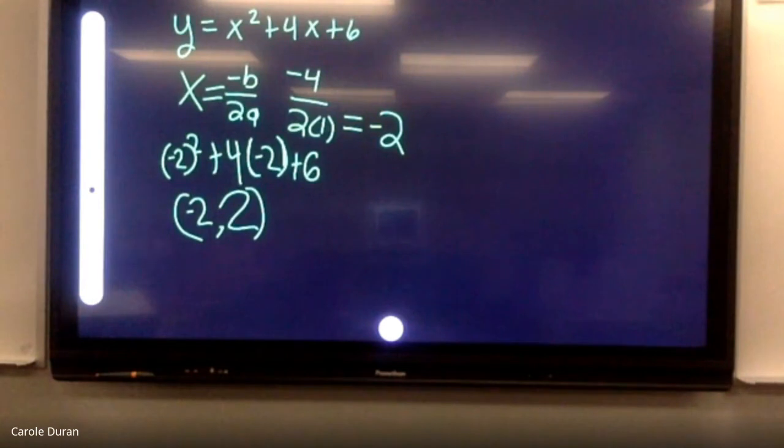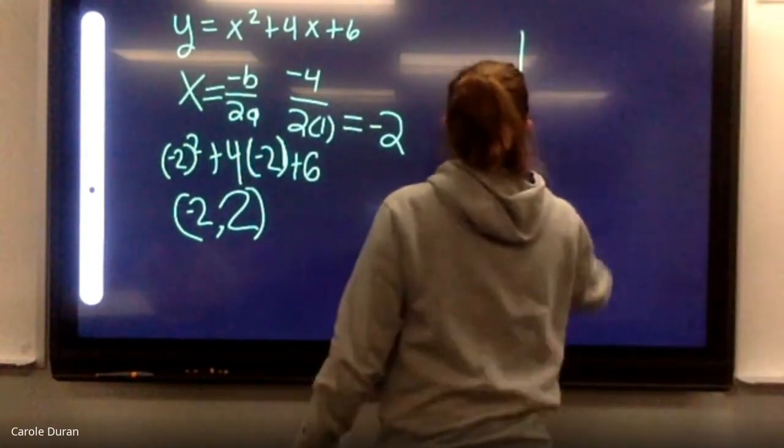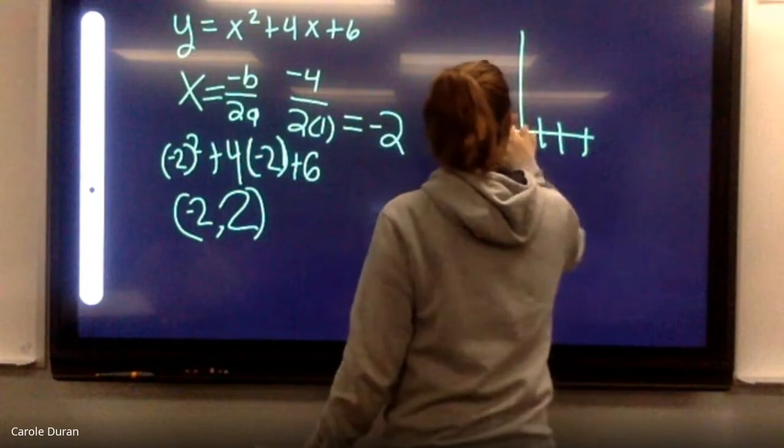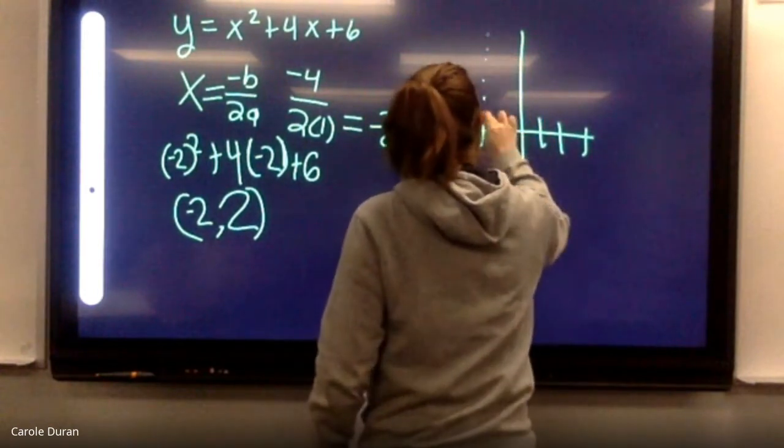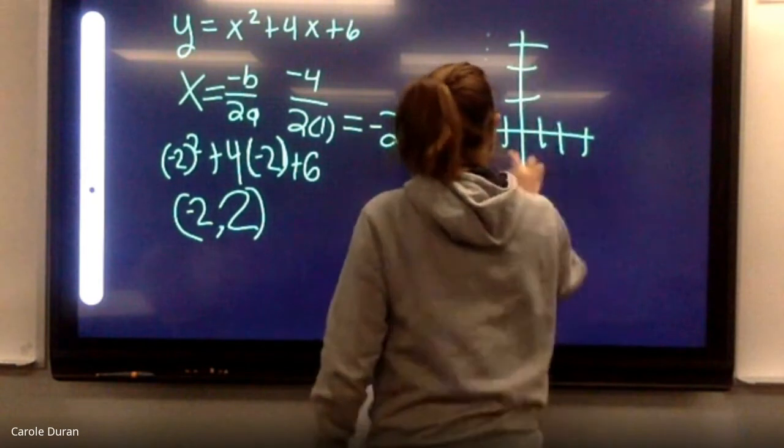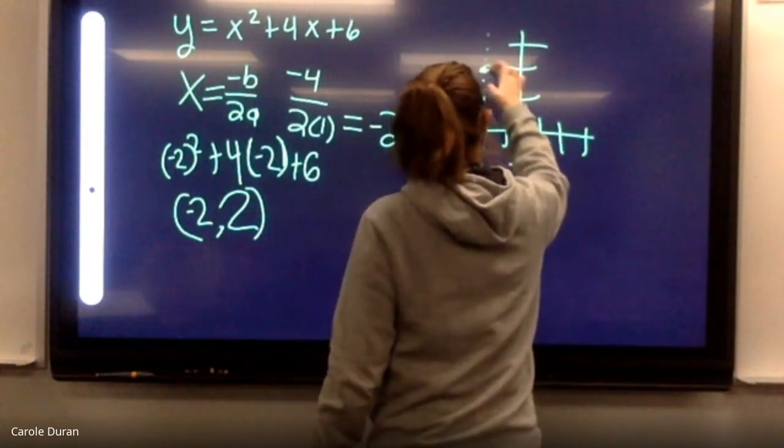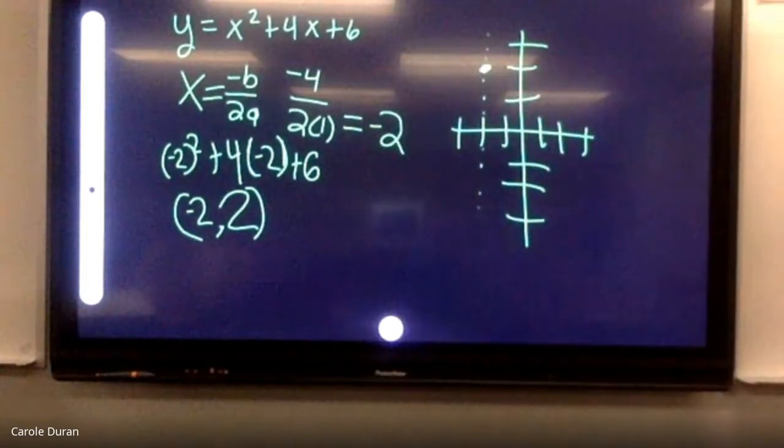Carly, go up and graph those first 2 things that we found, the line of symmetry and the vertex. Is that -2 from something, and then we got 2 on the bottom? When we plugged -2 in, yes. Perfect. Is this parabola going to open up or down? Up. How did you know? The a is positive. A is positive.